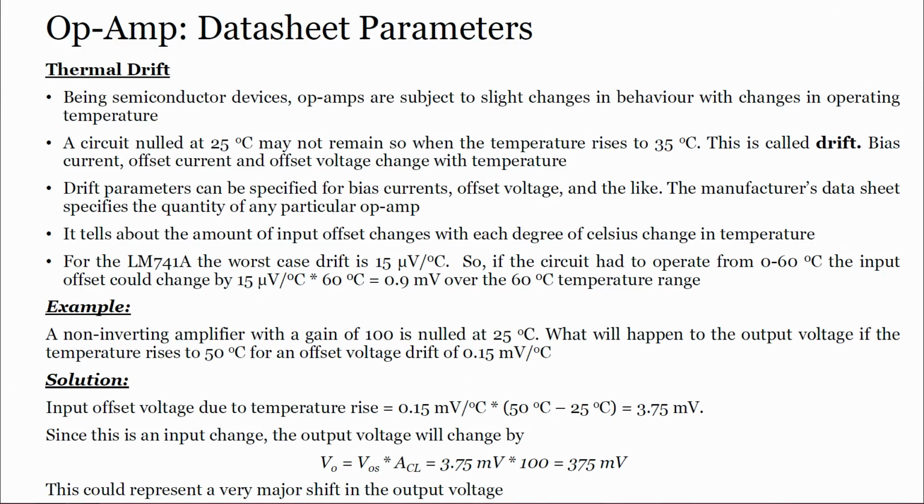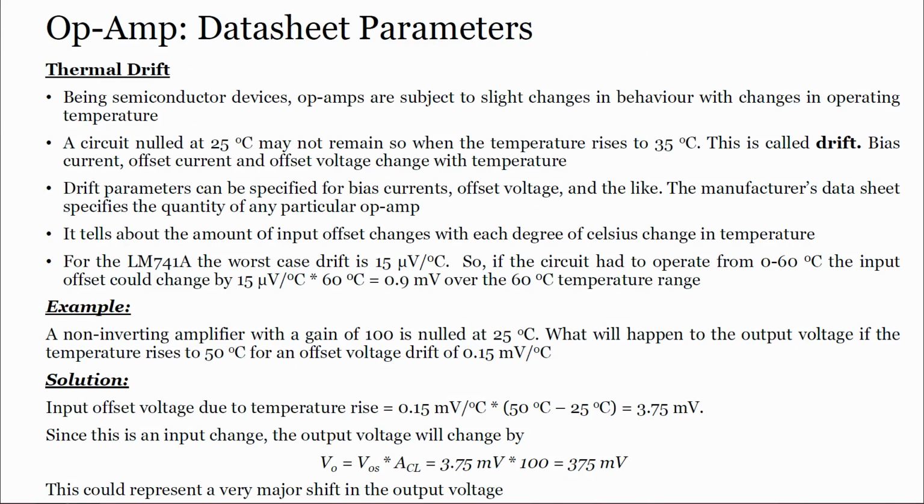So, for example, if you take LM741A, the worst case drift is 15 microvolts per degree centigrade. So, if the circuit has to operate from 0 to 60 degrees, the input offset voltage could change by 15 microvolts per degree centigrade times 60 degrees, which is 0.9 millivolts over the 60 degree temperature change, which is really a huge change, right, 0.9 millivolts.